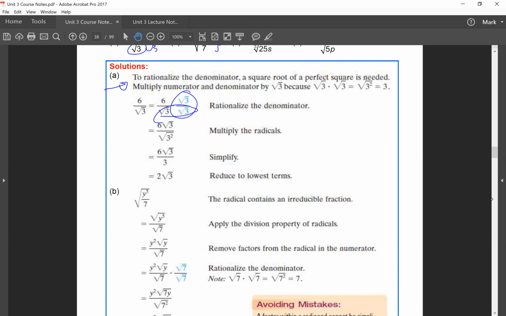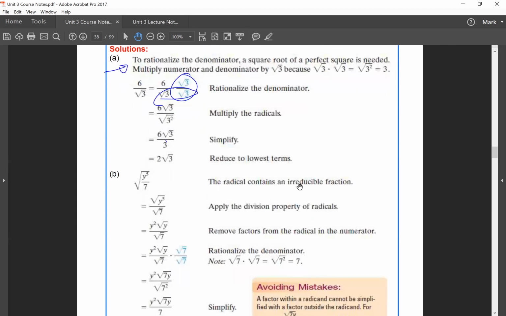Root 3 times root 3 is root 3 squared, which just simplifies to be 3. Now, it's not about removing the denominator. It's about removing the radical from the denominator. So in this example, we can simplify it and reduce it to lowest terms. But it's not about removing the denominator. It's about rationalizing the denominator, which means getting rid of the root sign.